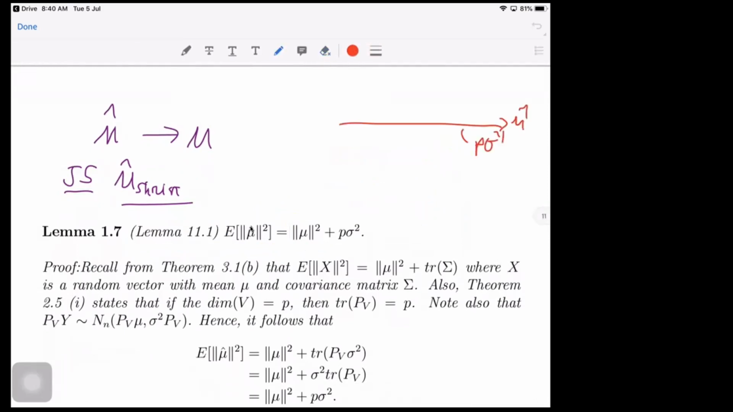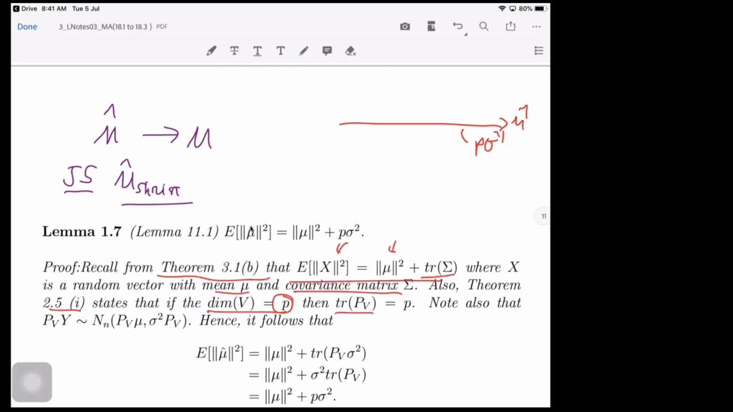So to show this result, recall from theorem 3.1b that the expected value of the square norm of x, or actually the length of x, is equal to the length of mu plus the trace of sigma, where x is a random vector with mean mu and covariance matrix sigma. Also, theorem 2.5i states that if the dimension of V is P, then the trace of PB is equal to P. It carries the dimension of RV.